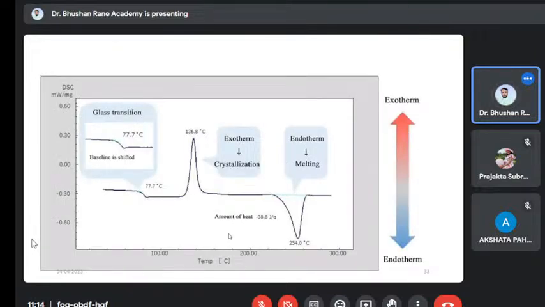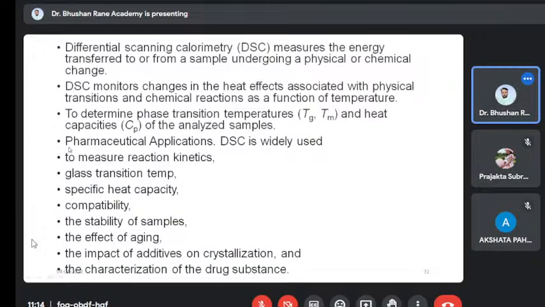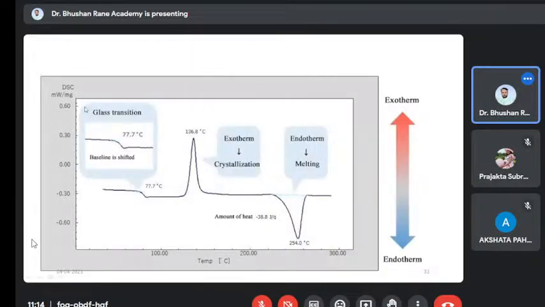Here I have inserted one generalized thermogram for an XYZ molecule. From that you can conclude that here the DSC thermogram is in milliwatts per milligram.